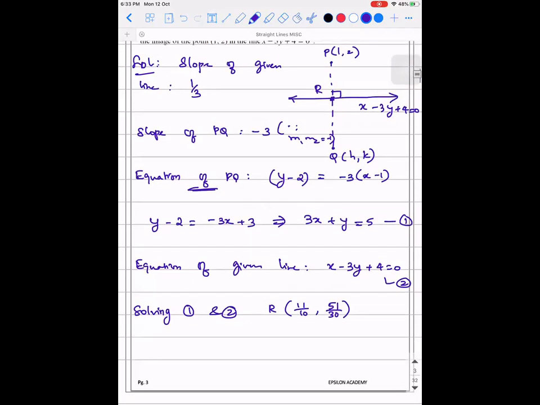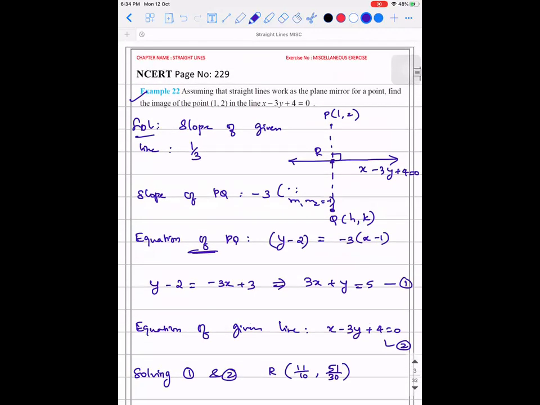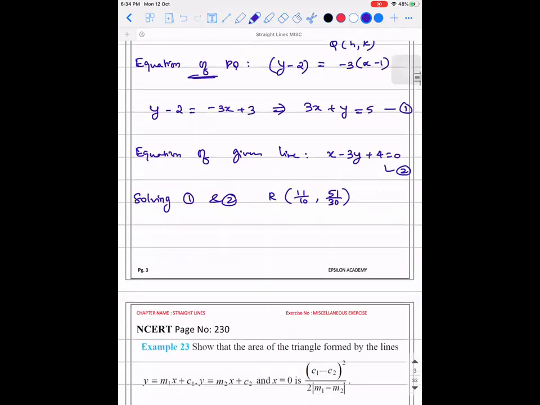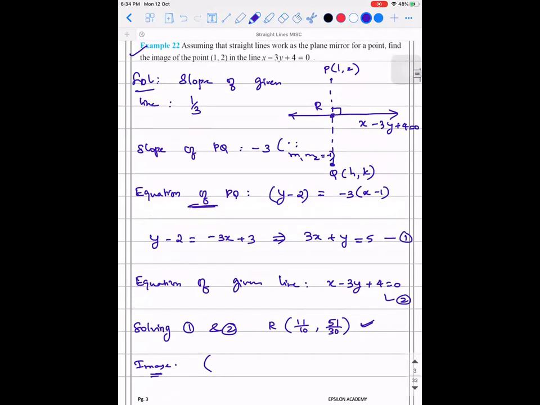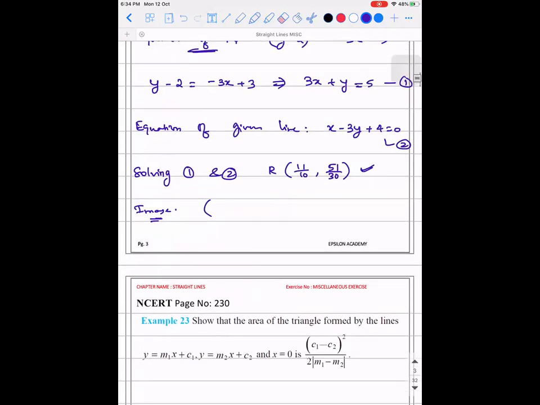See, an important point to be noted here: wherever there is a problem based on finding the image, there is an important method. Mark it. You might either get a question based on finding the foot of the perpendicular, or sometimes they'll ask you the image. Whichever they ask, the method is the same. If they ask the foot of the perpendicular, stop with this. When they ask the image, then we know that the foot of the perpendicular is the exact midpoint of PQ. For image, it is like this.